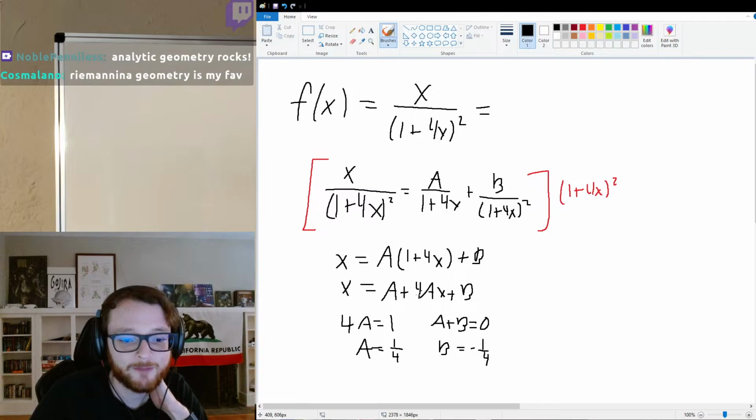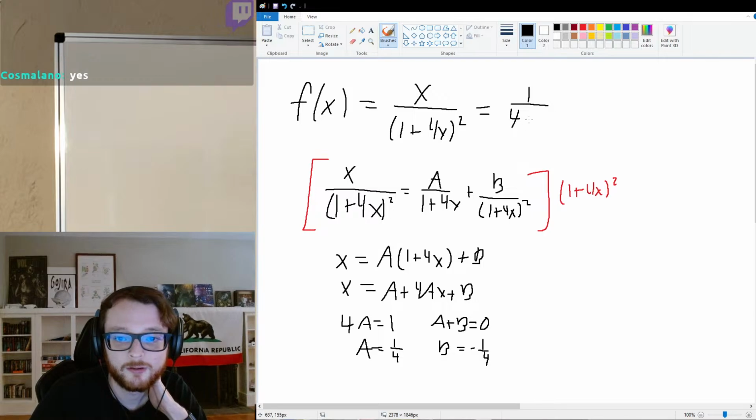But yeah, so I found a equals 1/4, b equals minus a fourth. Let's plug it into here. So this is the 1/4, 1 plus 4x minus 1 over 4, 1 plus 4x squared.